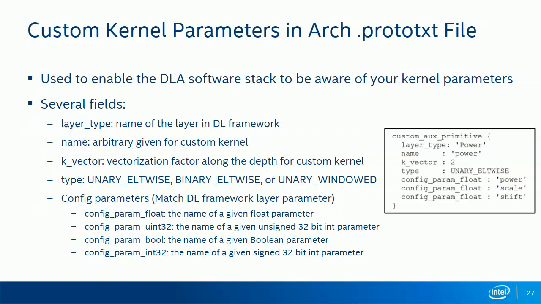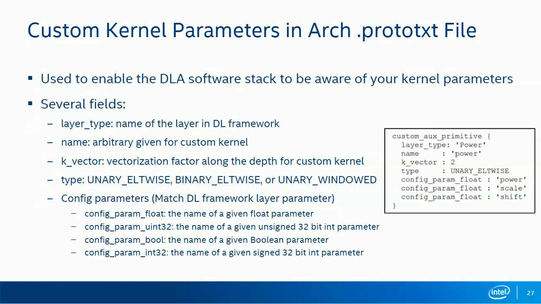Next is k-vector. This is different from the global k-vector, which applies to the processing element array. The k-vector here is specific to the custom kernel and is the vectorization factor along the depth of the input or output tensor for your custom kernel. Next is the type. Specify whether your kernel is unary, binary, or windowed operation.